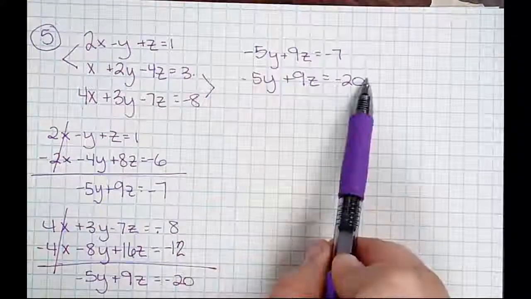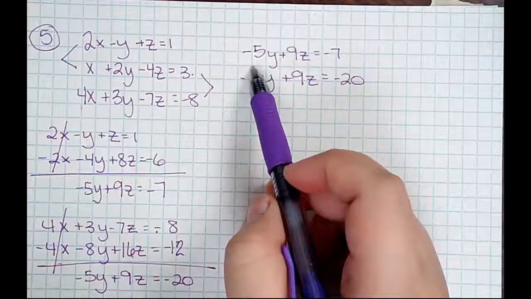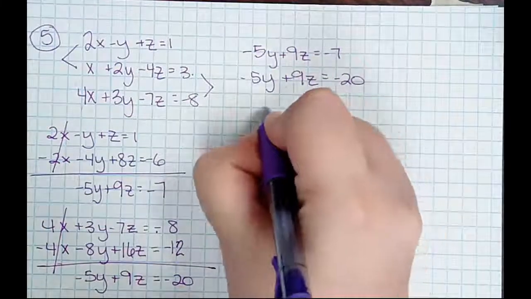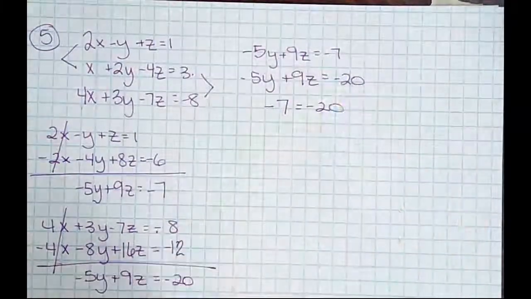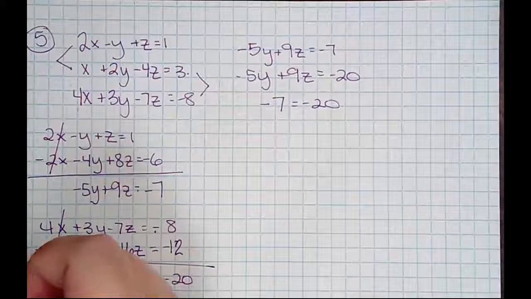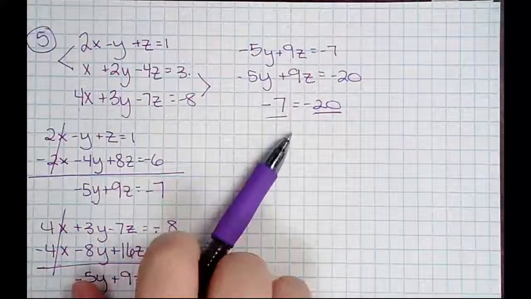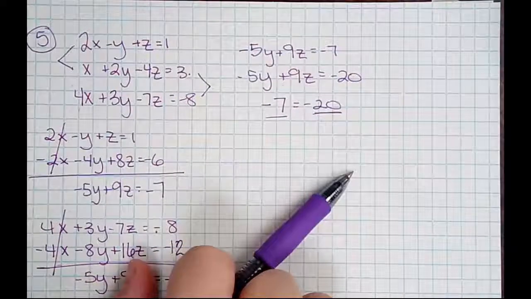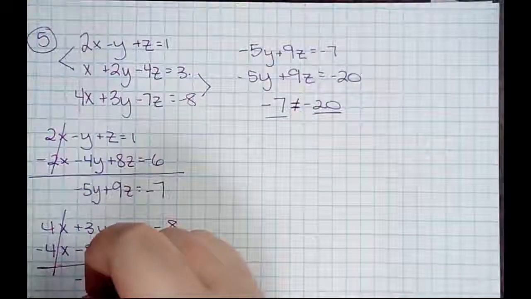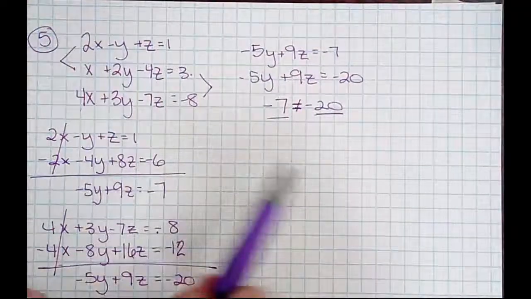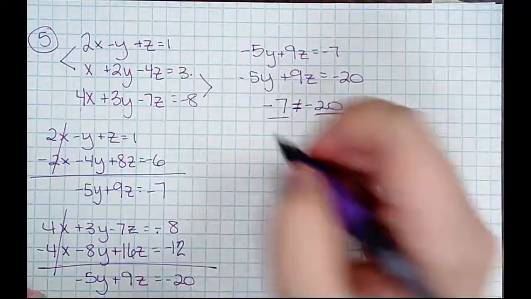Except now I have an issue. Now negative 7 equals negative 20. Negative 7 equals negative 20? Never. So because this is not a true statement, we got to the point where these two do not have an intersection. There's nowhere where they cross. So we can right here just write no solution, because if they don't have an intersection point, that means your three planes are not crossing the way that they should, with a point that they all go through.